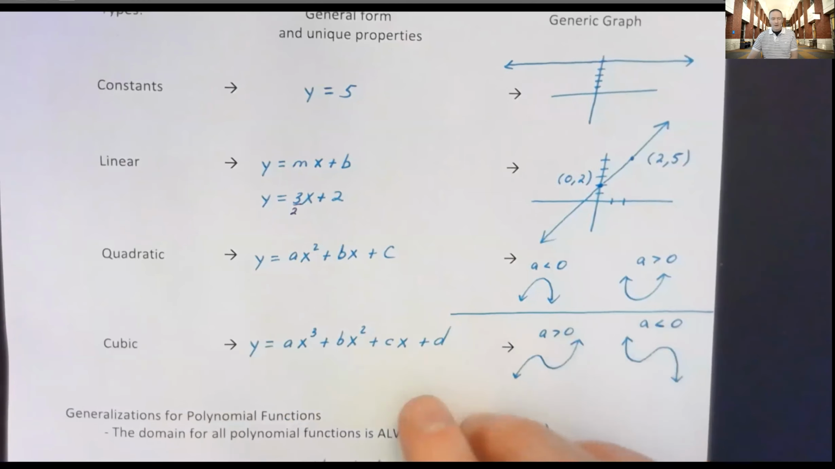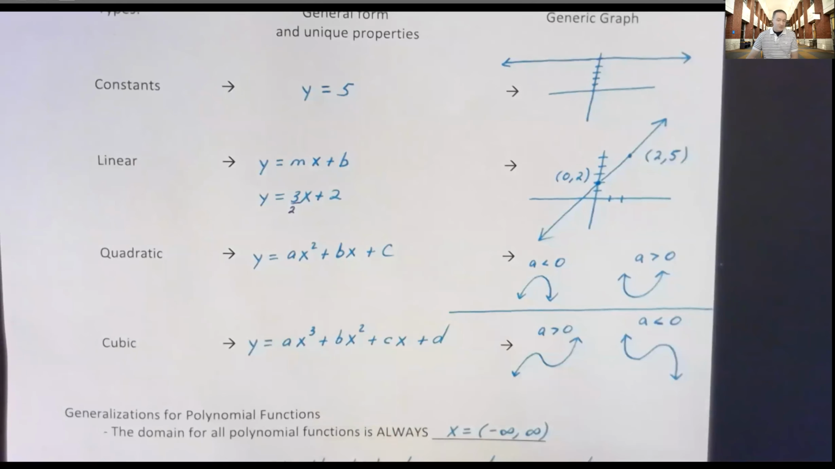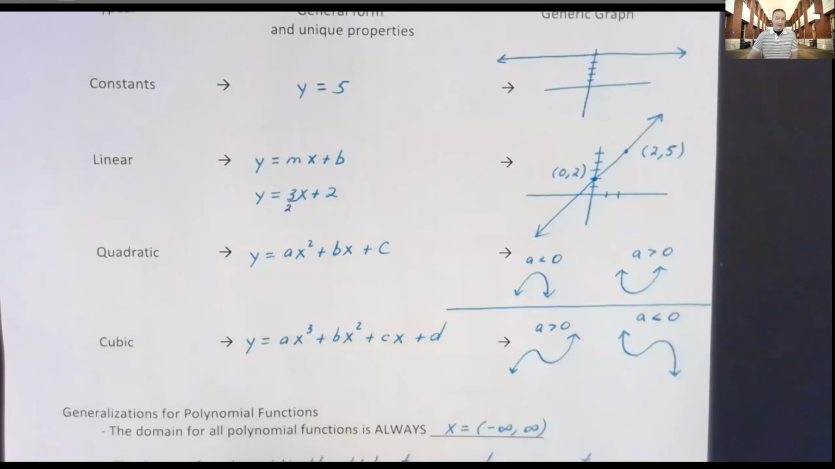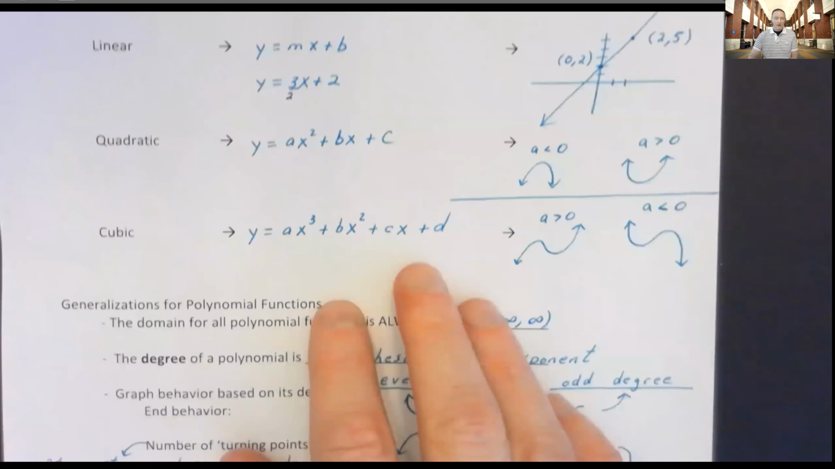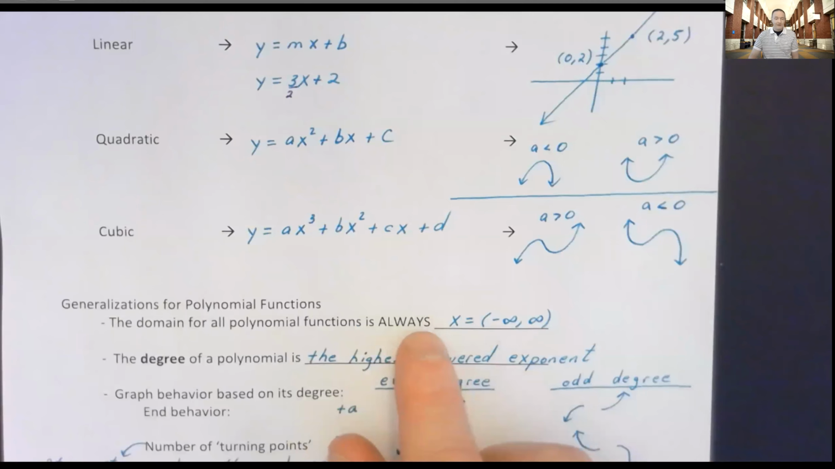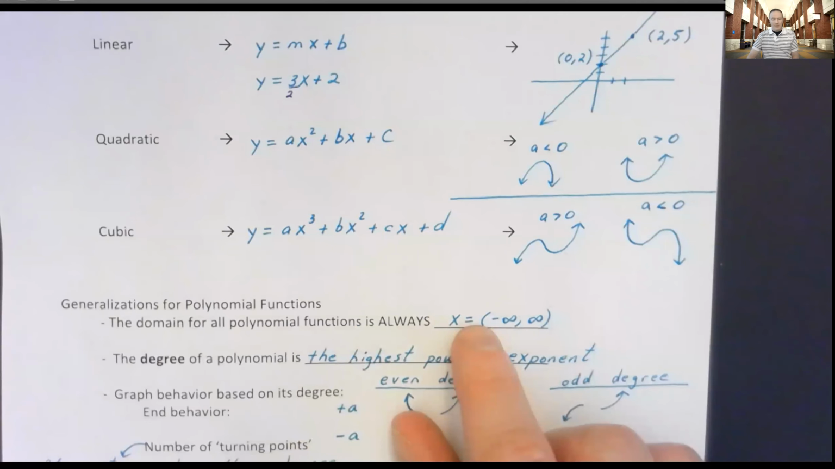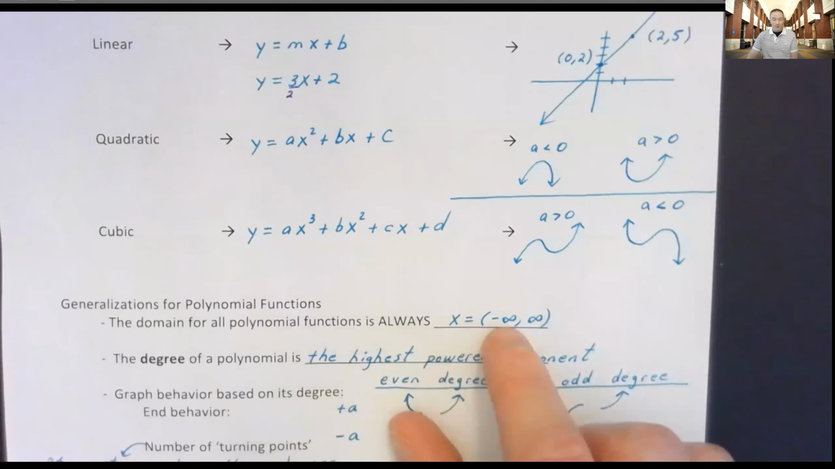Now, some generalizations that I want you to be able to make for every single polynomial function in existence. It could be any of these or any higher power of a polynomial. What we know as far as the domain of every single polynomial function in existence is all real numbers. Better written in interval notation as x equals negative infinity to infinity.